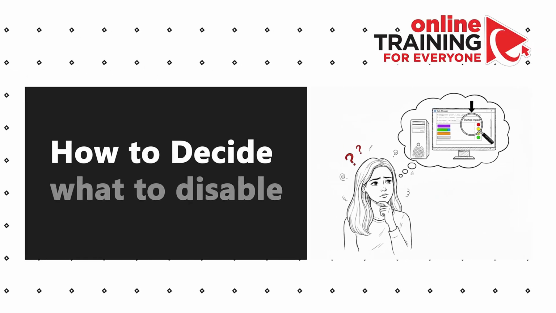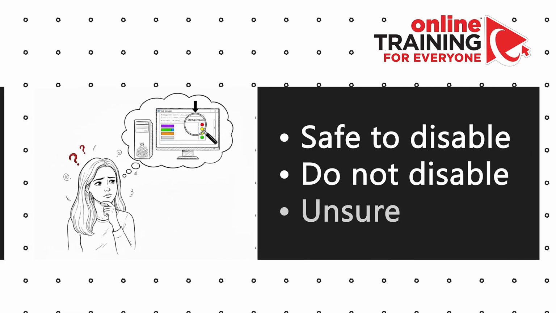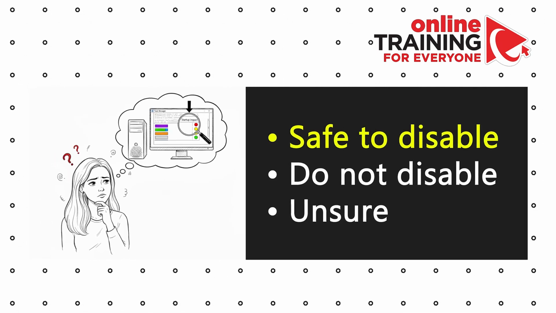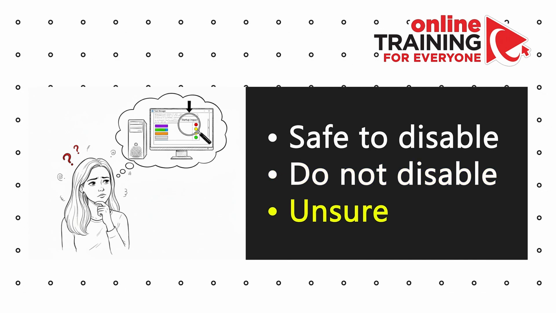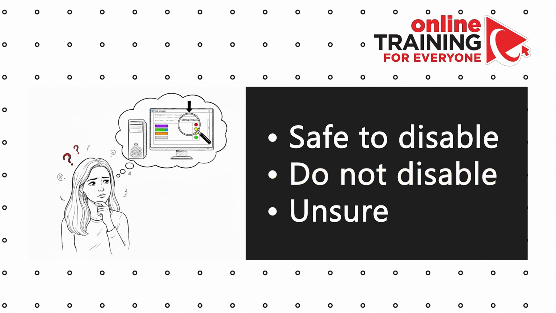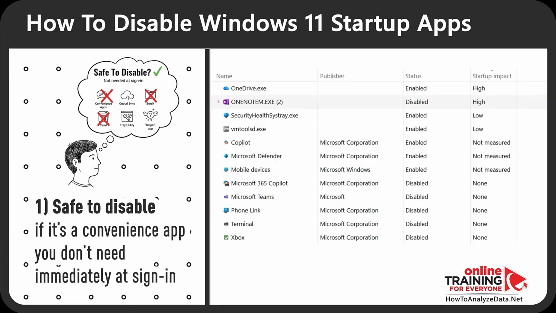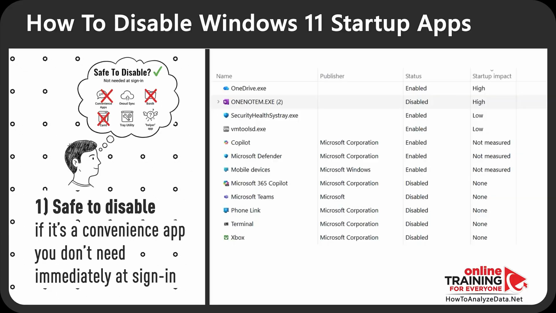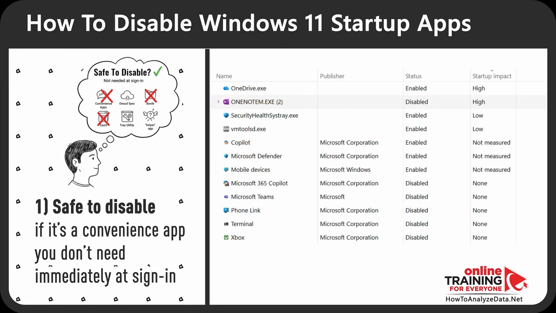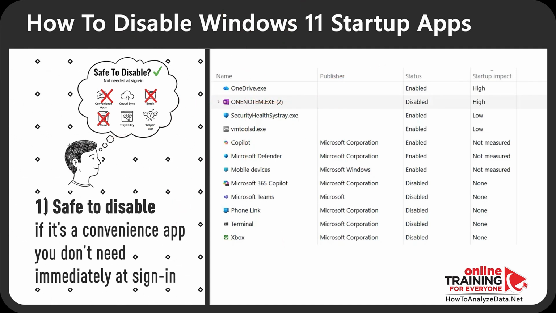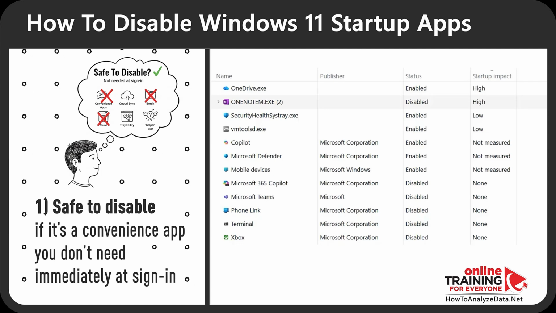So how do you decide what to disable? There are three important categories I would emphasize: safe to disable, do not disable, and some app may fall into a third category, where you're unsure. Let's look at each category in more details. Some apps are safe to disable. They're convenience apps, like chats, cloud sync, tray utility, or helpers. You don't need them immediately once you sign in. They just add themselves as part of install process.